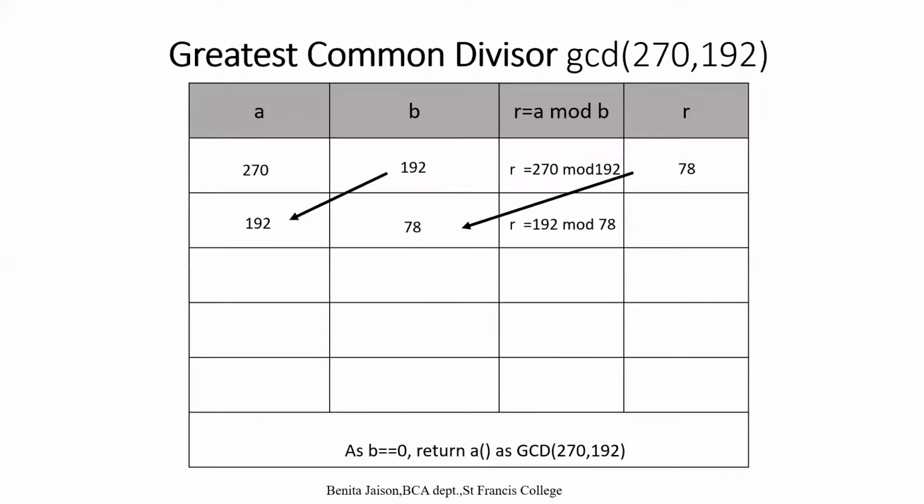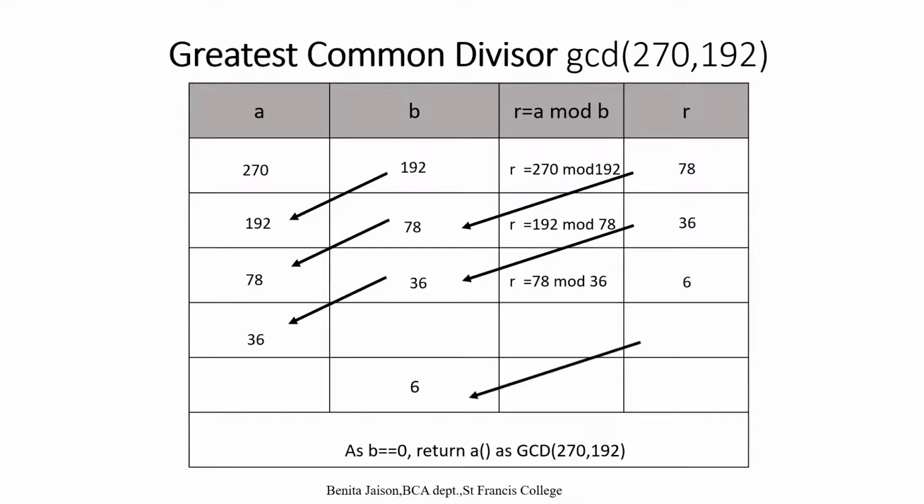What is the mod value? 36. Okay, good. Now in the next row, we will have 78 and 36. Mod value will be 6. Now 36 and 6. Mod is 0. So what is the GCD now? GCD will be 6. Okay, so I hope it is clear. You can see 270, 192, and with these many steps, we found the GCD of these two numbers.